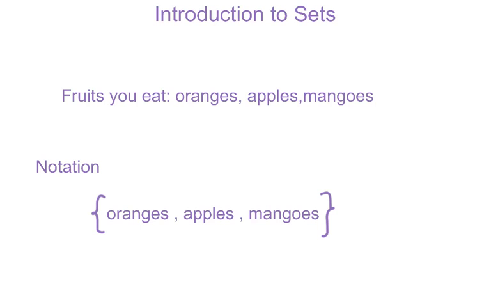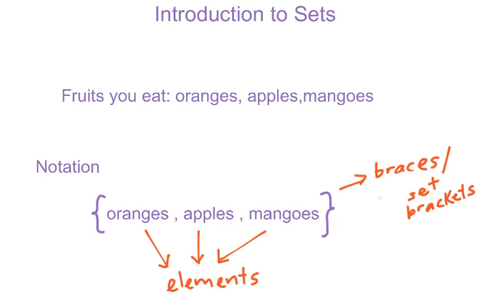Just to recap, the curly brackets are known as our braces. Oranges, apples, and mangoes are known as our elements. And our elements are always separated by commas. Now let's look at another example.